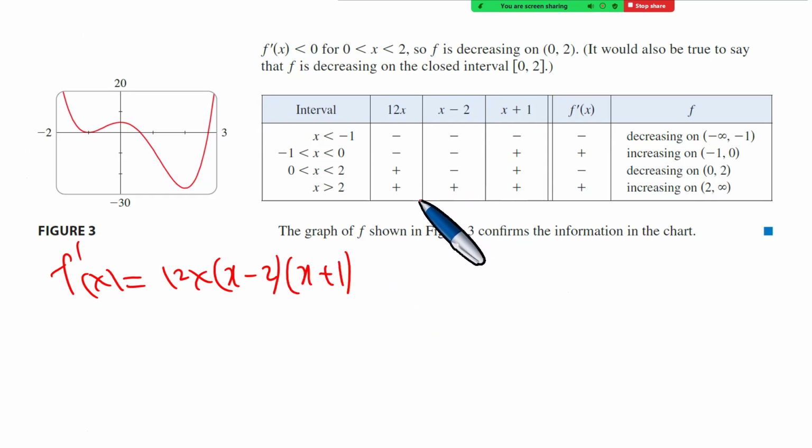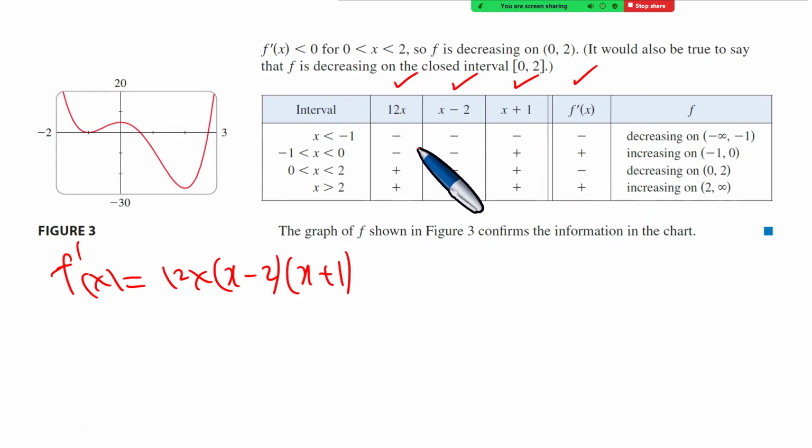What then do we have? In this chart, we put the factors: here is 12x, here is x minus 2, here is x plus 1, and here we put the whole f prime of x, and we're going to put the signs there. We take note of the fact that f prime of x is negative for x between 0 and 2, exclusive.